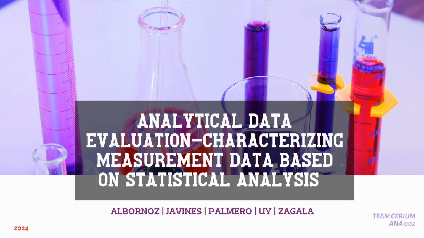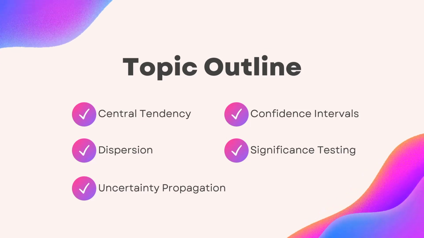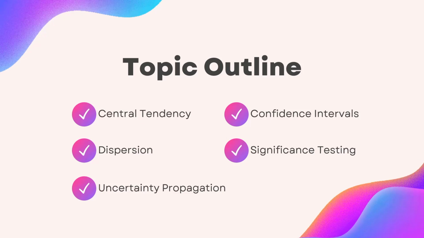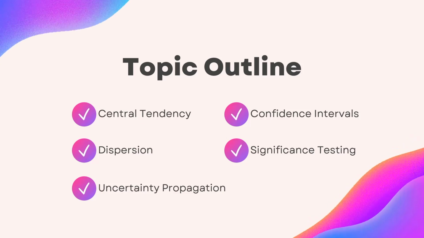Our topic outline consists of measures of central tendency, dispersion, uncertainty propagation, confidence intervals, and significance testing.